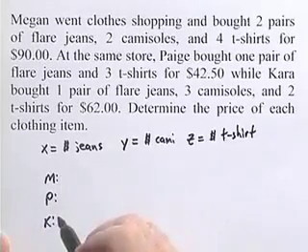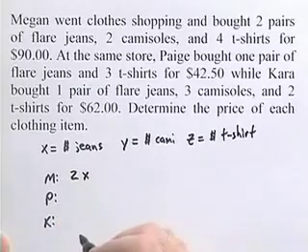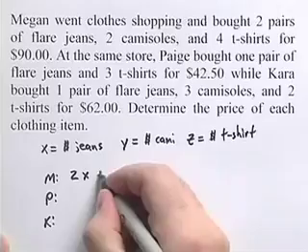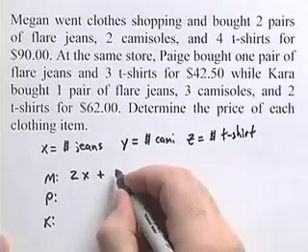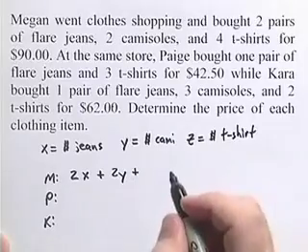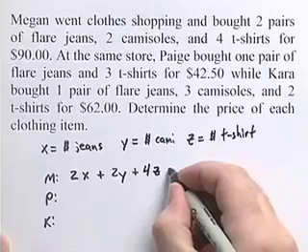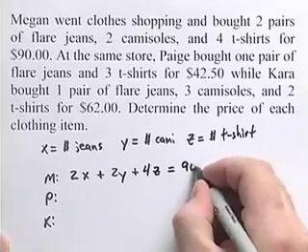We know that Megan bought 2 pairs of flare jeans, so she spent 2x dollars on flare jeans, plus she bought 2 camis, so she spent 2y on camis, plus she bought 4 t-shirts, so she spent 4z on t-shirts, for a total of $90.